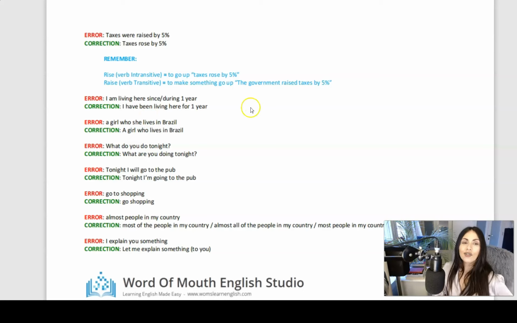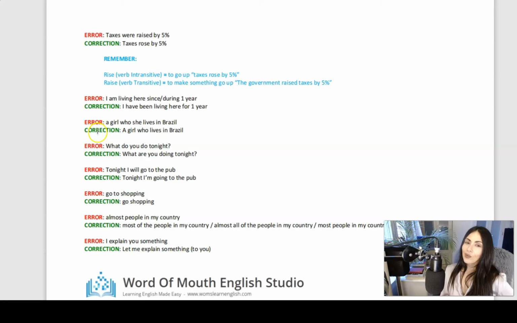"I have been living here for 1 year" is correct because for is used directly with the present perfect or the present perfect continuous. And so is since. Since and for are both used with the present perfect tenses. However, during isn't. You can say, he slept during the film, but you can't say, "I am living here since during a year." And you cannot say, "I am living here during a period." You cannot use the present continuous to do this. Use the present perfect to transition from past to present, to relate experience, to talk about time duration.